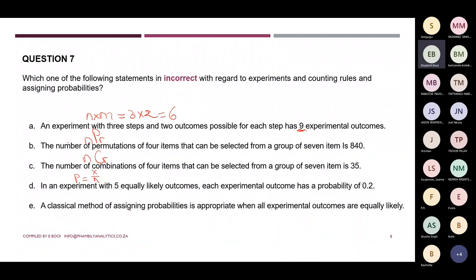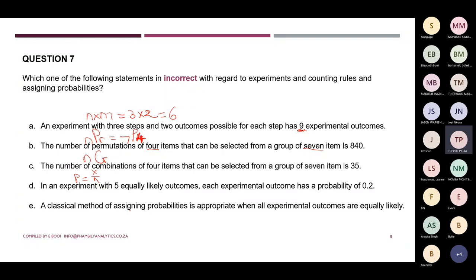And number B, we have 7 and 4. Always remember that the bigger number is your sample size, right? So that will be 7P4. Sorry, Lizzie.